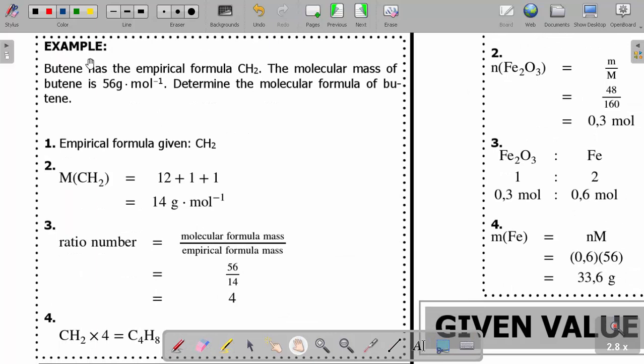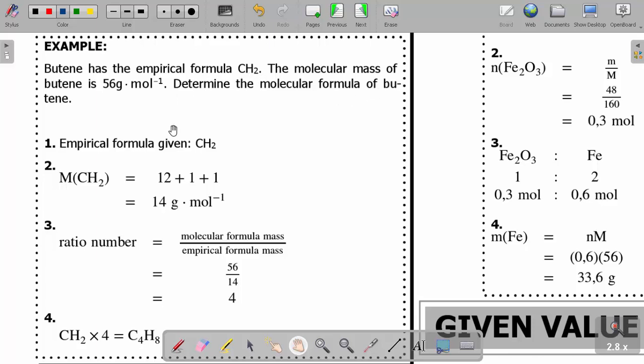Example: butene has the empirical formula CH2. The molecular mass of butene is 56 grams per mole. Determine the molecular formula of butene. They're saying this is the empirical formula, that is CH2.